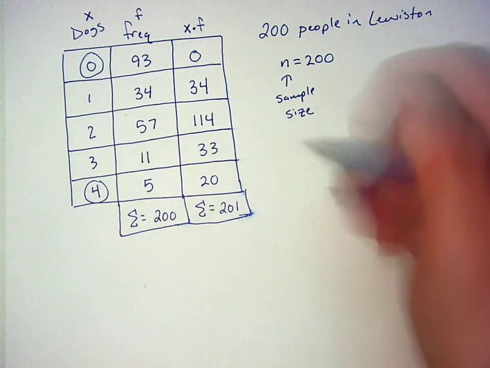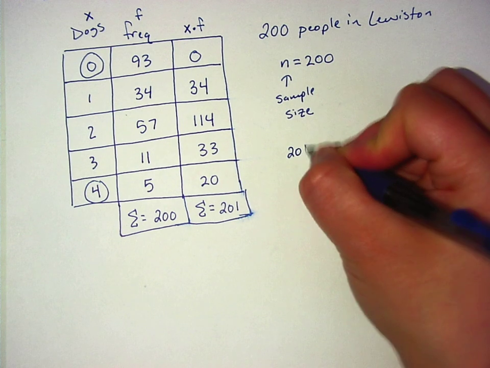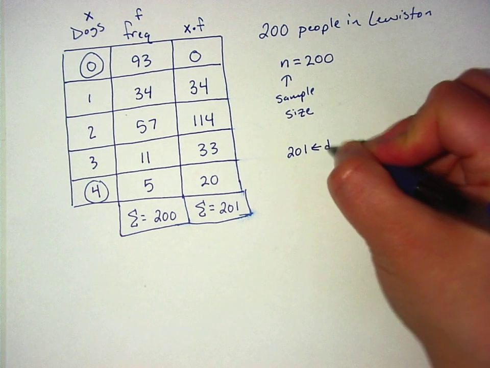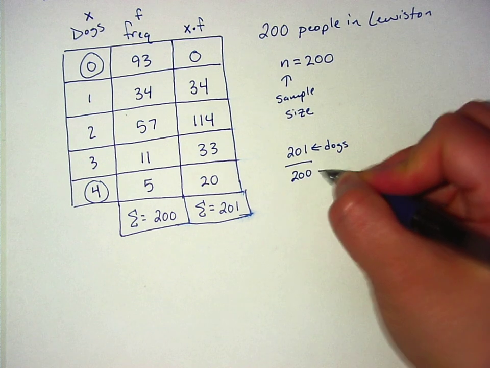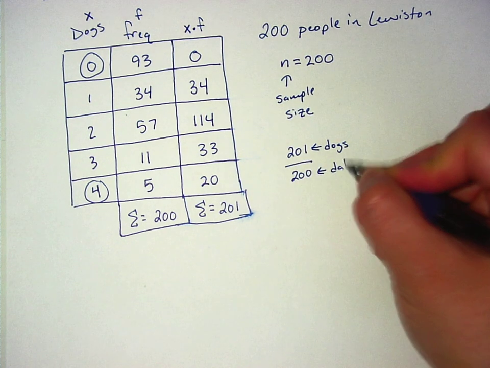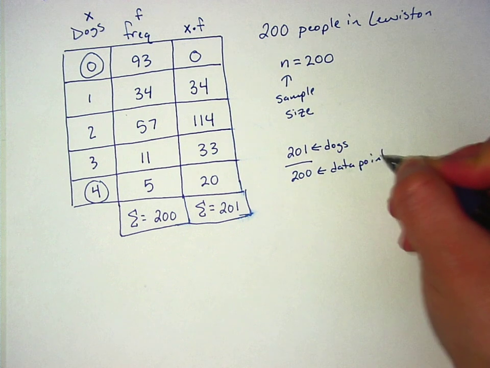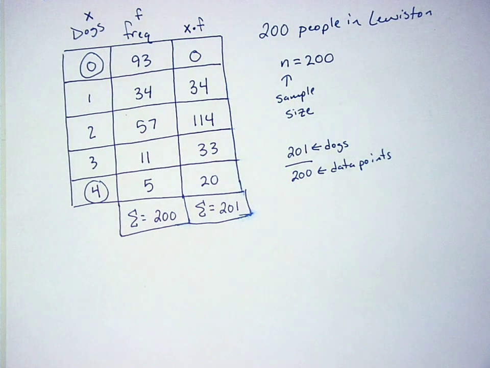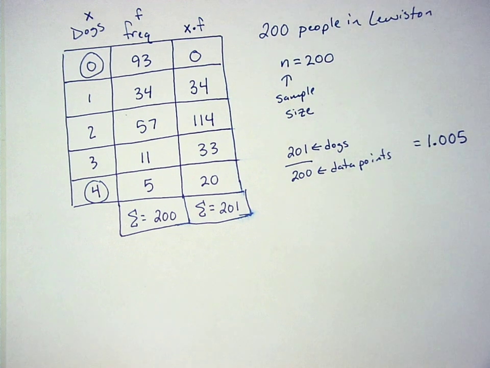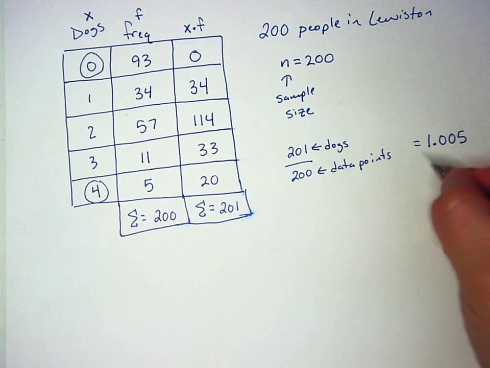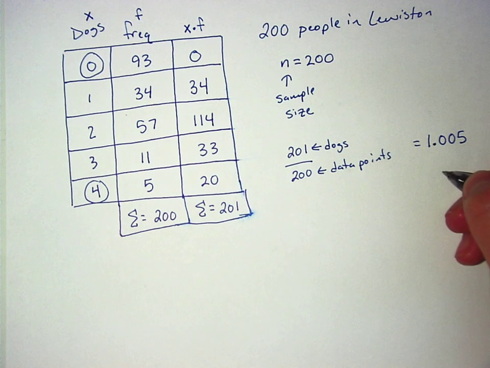So now I'm going to take 201, which is all of the dogs added up, and I'm going to divide by 200. This is how many data points I have, which means that if I take 201 divided by 200 in my calculator, I get 1.005. 1.005 what? Dogs per household. Dogs per household.